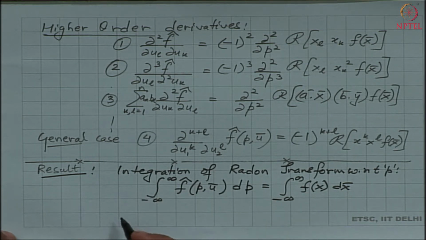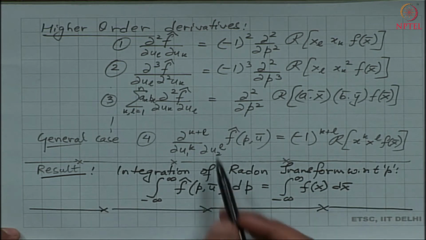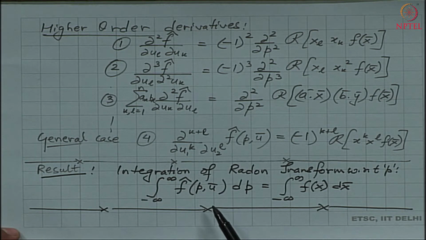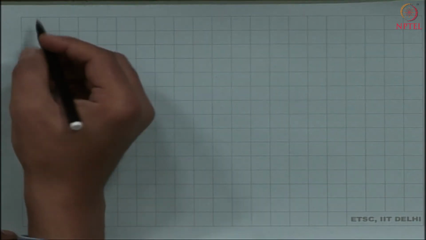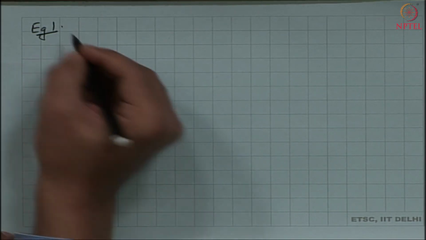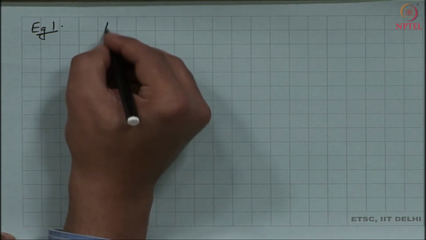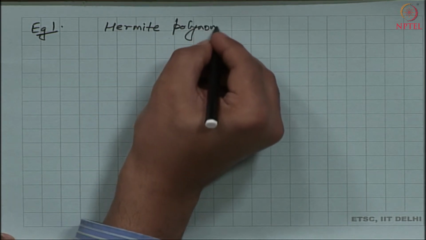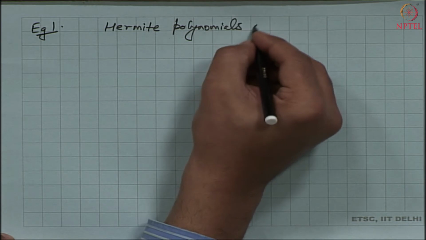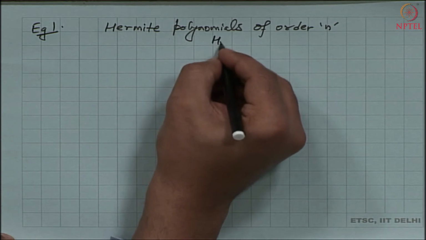Okay. So, let us now look at an example. Using all these properties that I have outlined, let us see how to find the Radon transform of some well known function. So, the example is I have to find the Radon transform of the nth order Hermite polynomial. So, what are Hermite polynomials? Hermite polynomials of order n. Let me call this Hn of x.